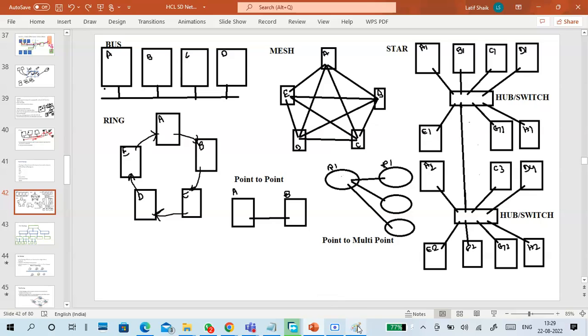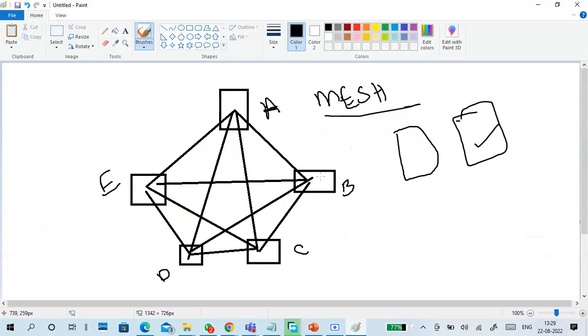But what is the difficulty in mesh topology? Why are we not using mesh topology everywhere? Guys, as the number of systems increases, the connections become more complex. It is reliable but complex. Cost-wise, there is no need to buy any additional devices, only wires are important. But the thing is, it is very difficult to scale.